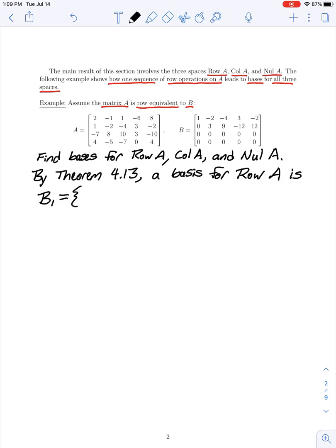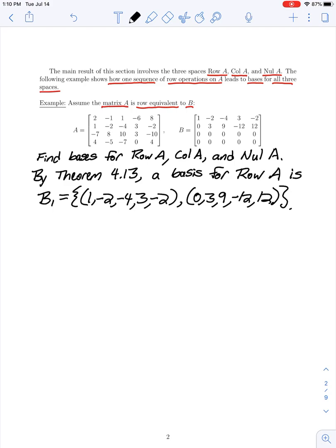which would be the first two, or the non-zero row vectors of the matrix B, which are our first two row vectors. So our first row vector for the matrix B is 1, -2, -4, 3, -2. And the second row is 0, 3, 9, -12, 12. So our new theorem says, well, if we can row reduce the matrix A to this matrix B, then the non-zero rows of B, or those row vectors, would form a basis for the row space of A. So we get that immediately by looking at our matrix in echelon form.